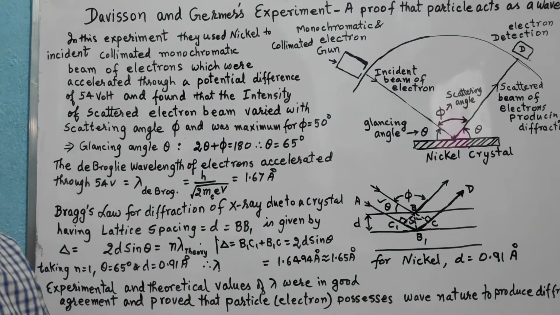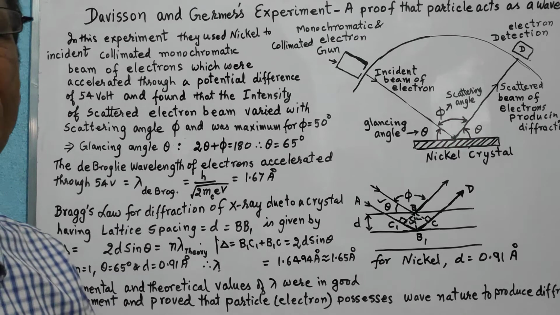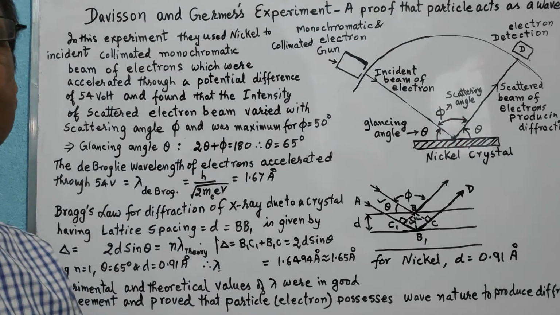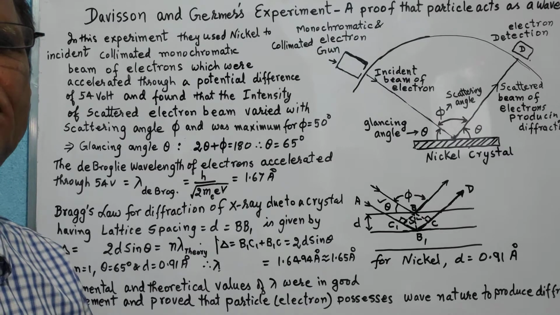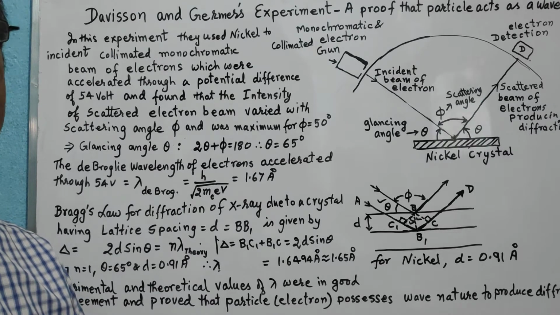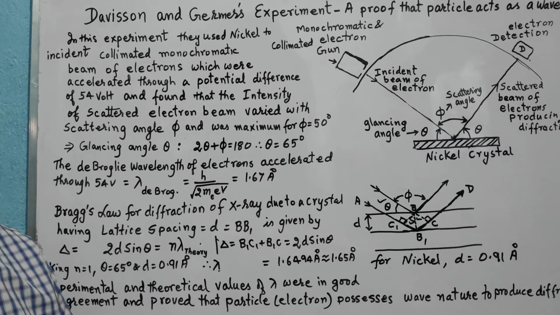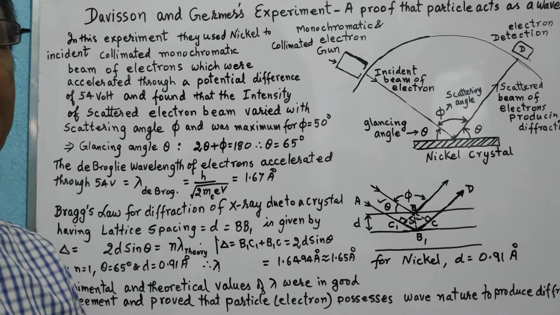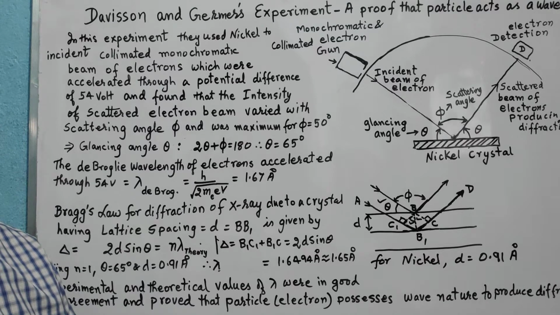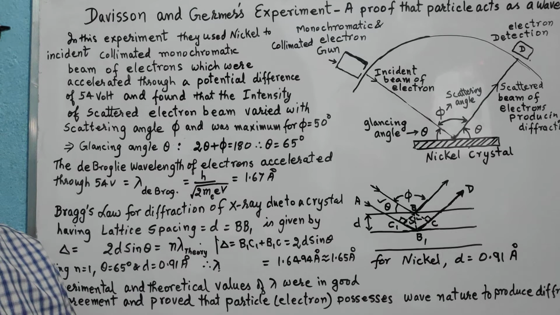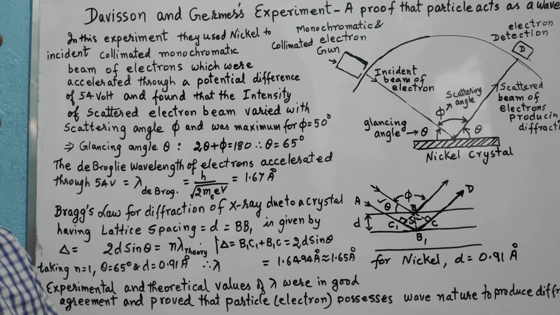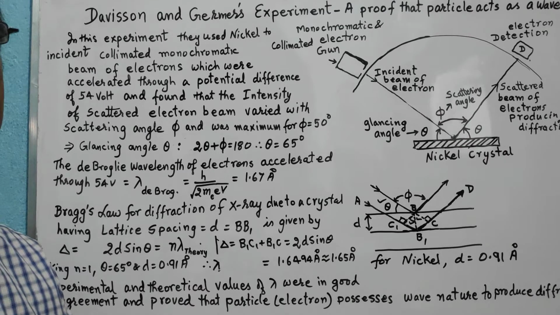Hello students, today we are going to talk about the very famous experiment which proved experimentally that a particle possesses wave nature, which was predicted by de Broglie. Any moving particle has wave nature, has a certain wavelength associated with it. That was proposed by de Broglie, and experimentally it was proved by the experiment of Davisson and Germer.